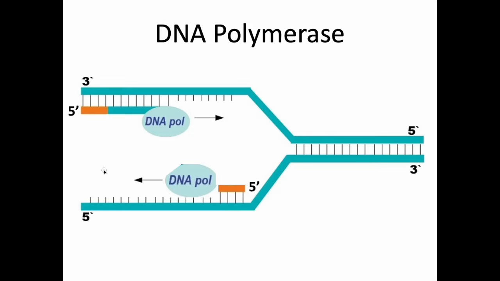Now, what you may have noticed here is that these two DNA pol 3s are both building 5 prime to 3 prime, but their arrows are pointing in opposite directions. Because the two templates are anti-parallel, the two strands that we are freshly building are also going to be anti-parallel to one another. One is going to point to the right, one is going to point to the left. These two strands of DNA are replicated in opposite directions.